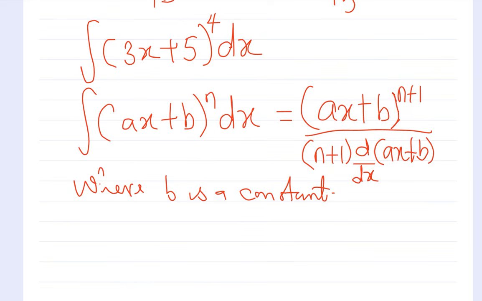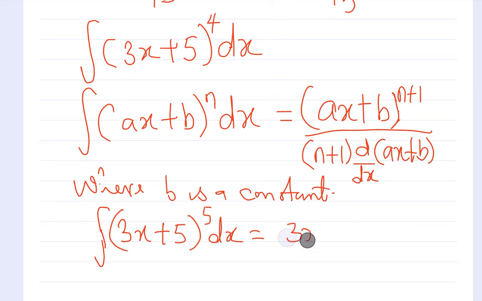Now let me apply it for you. Look at the question here. Integral of 3x plus 5 raised to power 4 dx. So you can see you write everything back here. That will be 3x plus 5 raised to power, so sorry, this is power 4 from the question. So 4 plus 1 now will give us 5. Are you seeing that now?